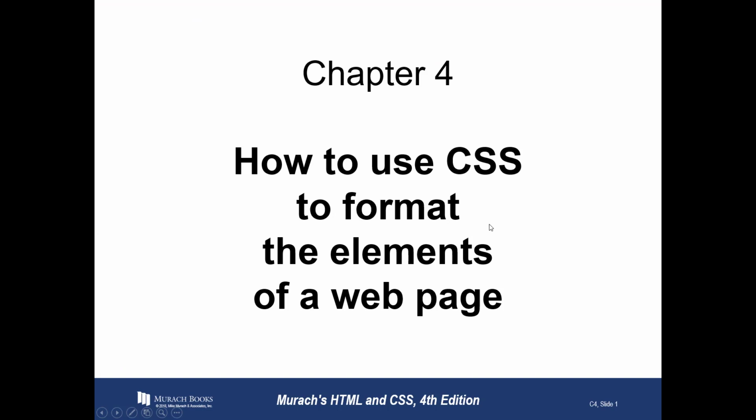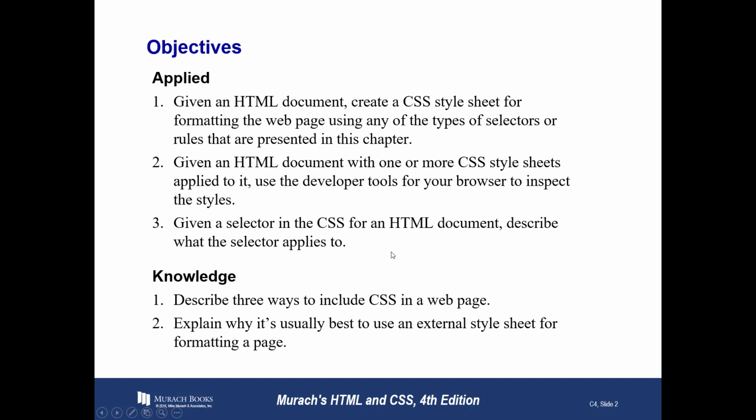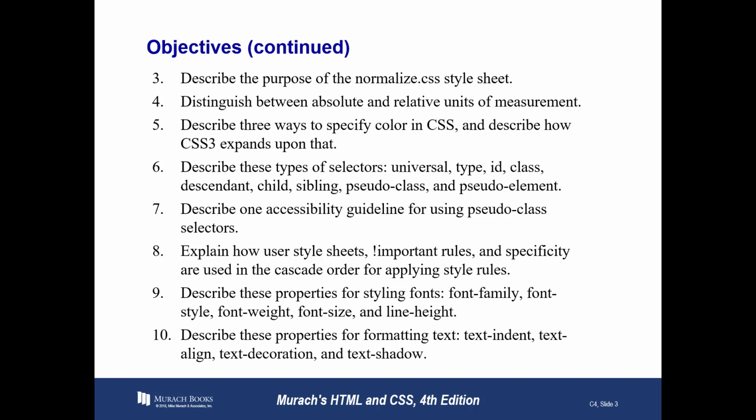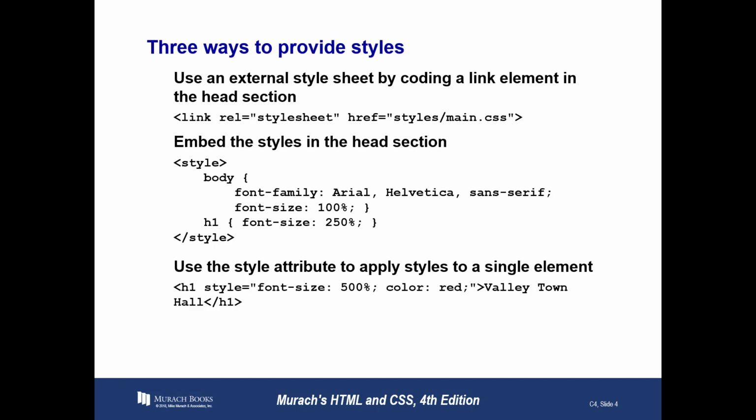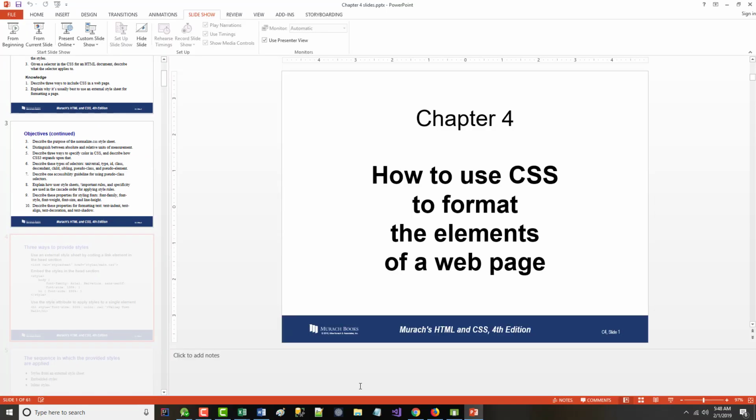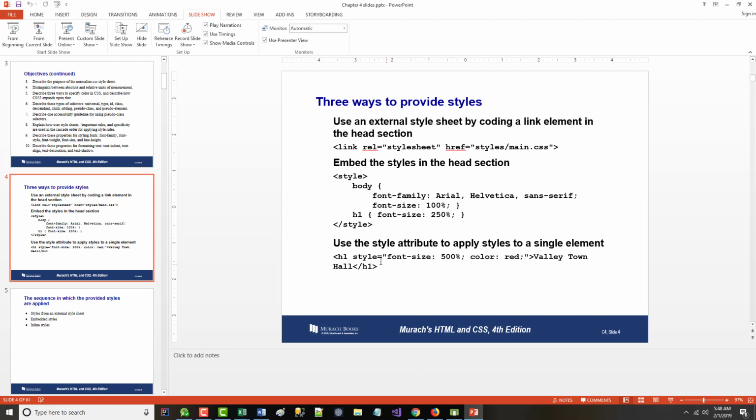Chapter 4 is how to use CSS to format the elements of a web page. I'm not going to sit and read objectives to you. We talk about what CSS is, how it can be applied to a page, why you might want to use one form of CSS over another, and some of the rules regarding CSS. You will not come out of this chapter knowing everything there is to know. All right, let's quickly take a look at the three ways that we can provide CSS.